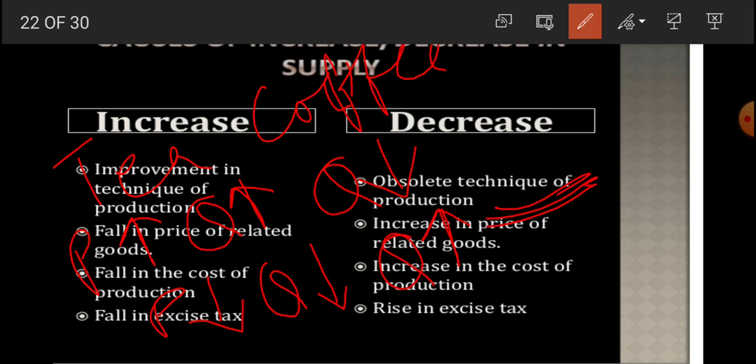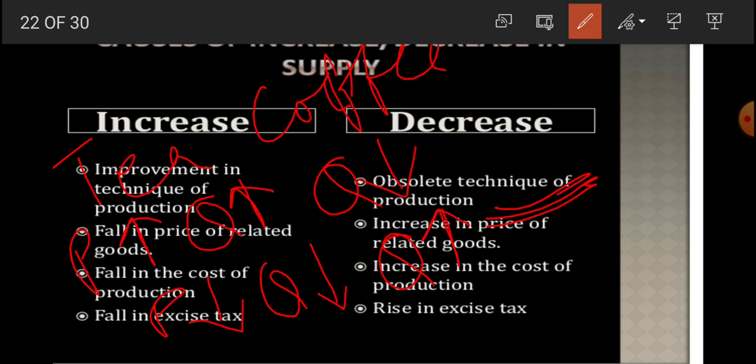The opposite will happen when we discuss complementary goods. Complementary goods are those goods that are jointly required for the satisfaction of a particular want, like ink and ink pen. If price of ink increases, supply of ink increases. As a result, supply of ink pen will also increase. So the second reason is when price of complementary good increases.